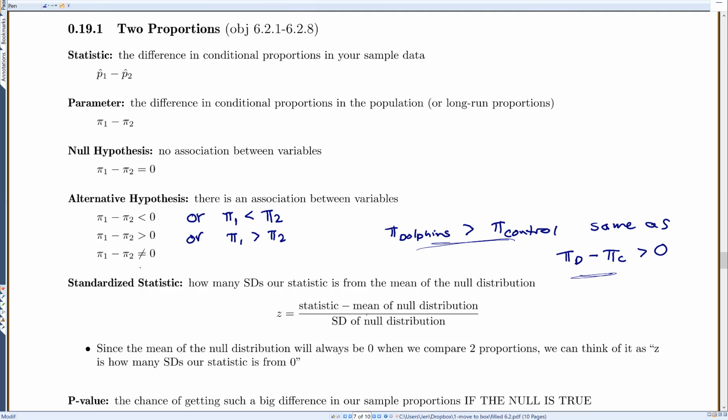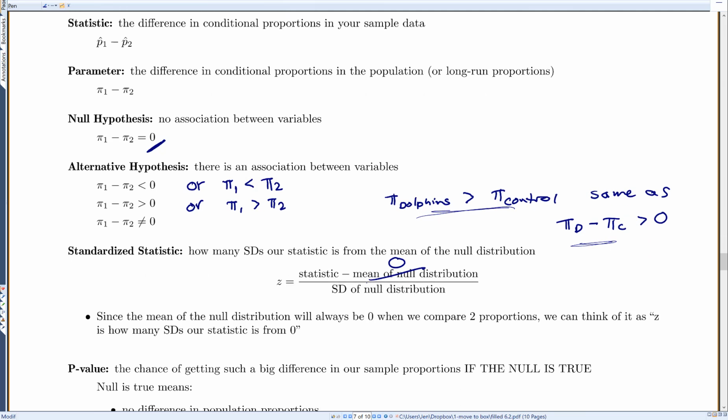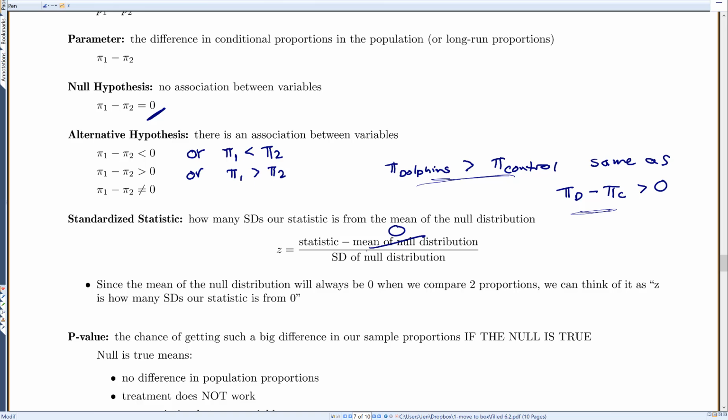Your standardized statistic, remember, has always been how many standard deviations our statistic is from the mean of the null distribution. So you just do your statistic minus the mean of the null distribution over the SD of the null distribution. Now, when we compare two proportions, we're always setting up our null to be equal to 0. Okay, and so the mean of the null distribution, this part will always be 0. And so you can think about the z as how many standard deviations our statistic is from 0. Okay. So instead of saying the mean of the null in your interpretations, you'll just say how far it is from 0.